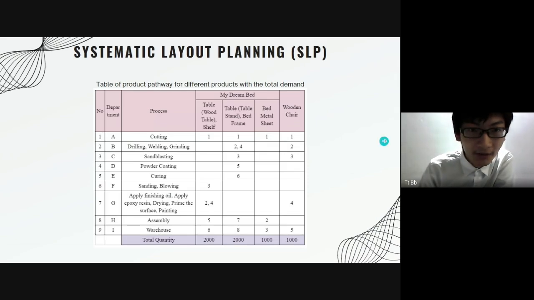This is a table of product pathways for different products with total demands, which clearly shows the product path of the production process to manufacture the products. For my dream bed, it is shown in the first, second, and third columns, while the production of the second product, which is the wooden chair, is shown in the number 4 column.